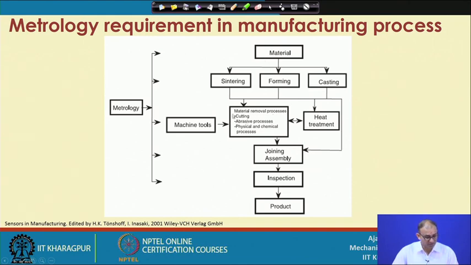So, you can understand the importance of this metrology to make sure that the final product is as per your desired dimensions and the desired properties.